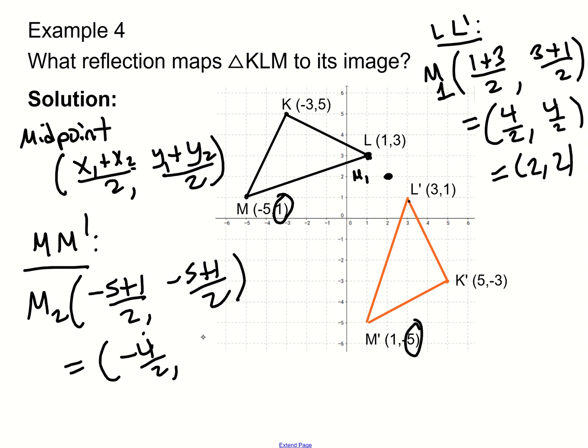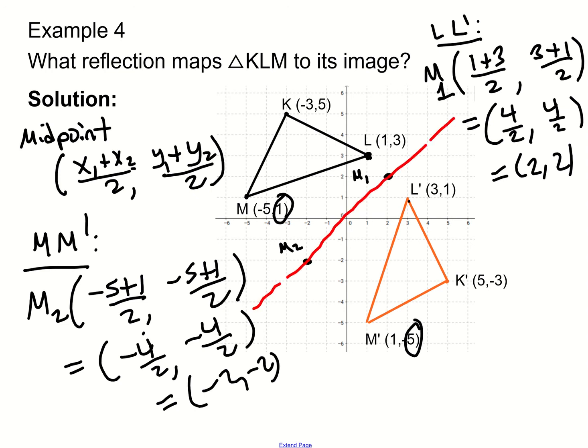We get another -5 plus 1, so another -4. So we get -2, -2. There's my other midpoint. So we're over here. We'll call that midpoint 2. And so now we can tell the line cuts through those two midpoints, and it looks something like that. And that's my line of reflection.